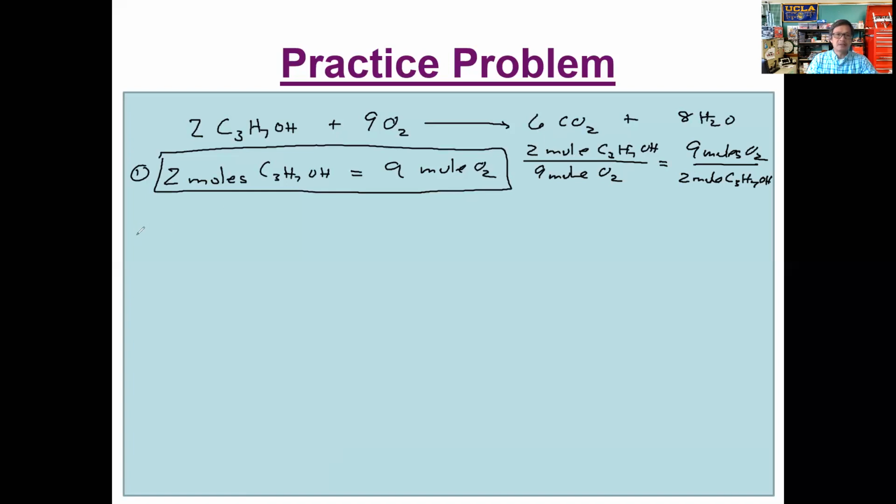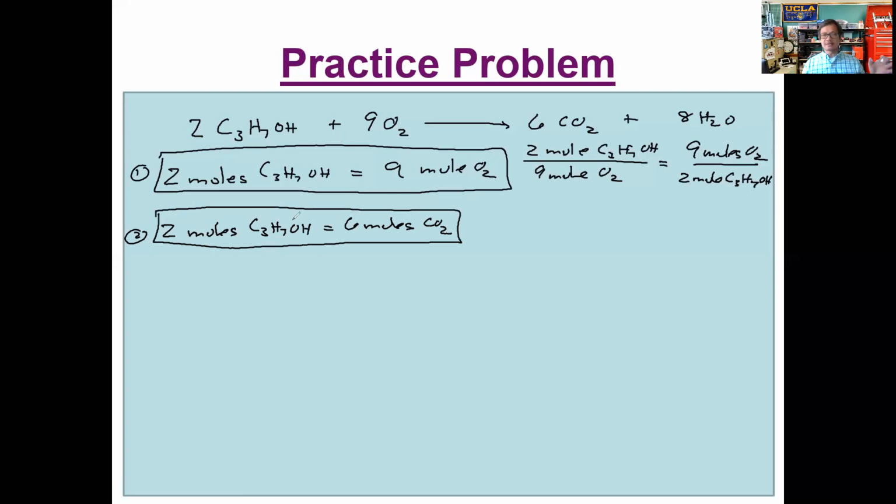Let's take a look at another one. So pick 2 more parts. We've already compared these 2, so let's compare this to carbon dioxide. It's just arbitrary. I'm going to say 2 moles of C3H7OH is exactly equal to 6 moles of CO2. What does this tell us? It tells us that if we start out with 2 moles of propanol here, we will produce 6 moles of carbon dioxide. That's what this equality is telling us.